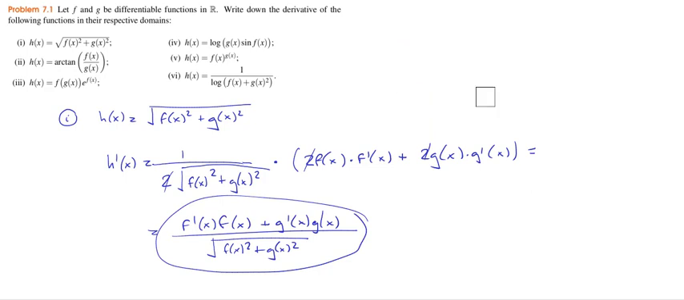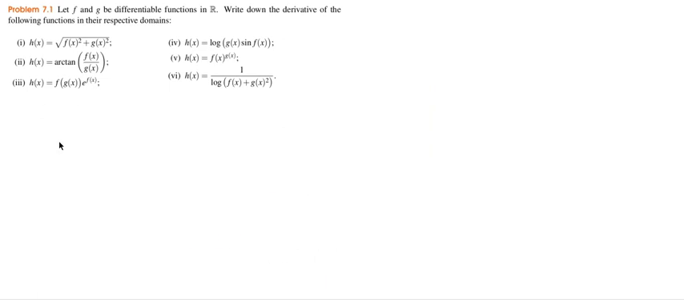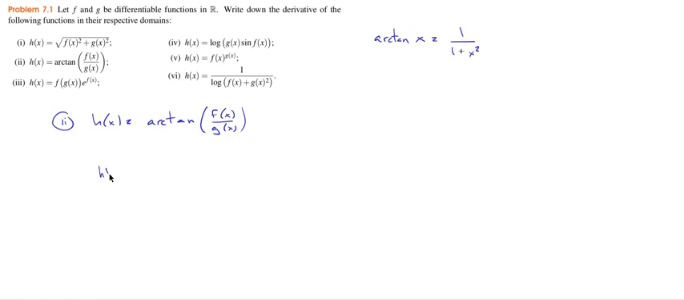Next, part 2. h is the arctangent of f divided by g. Now the derivative of the arctangent is 1 divided by 1 plus x squared, so the derivative of h is going to be 1 divided by 1 plus this argument squared. This is the chain rule. Now times the derivative of this.